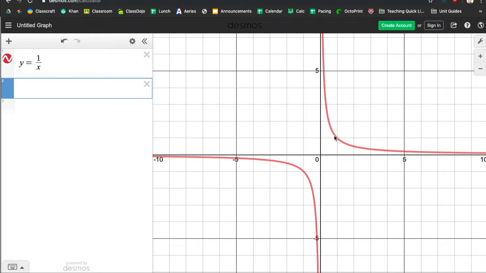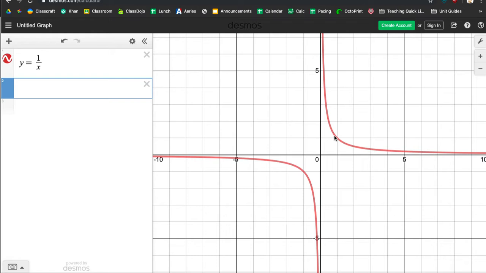As I approach 0, so I'm getting closer and closer to 0, from the left-hand side, I go to negative infinity. I'm just going down forever. You actually write that as negative infinity. So as I go left, I go to negative infinity. As I go right, I go to positive infinity.